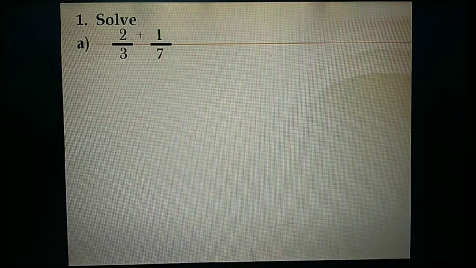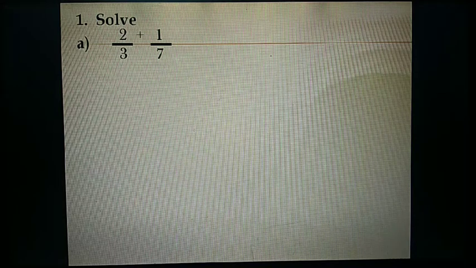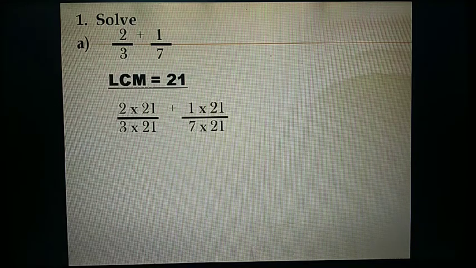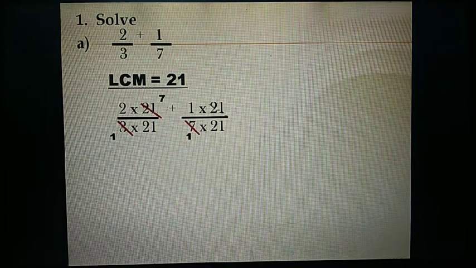As the denominators are co-prime numbers, that is, they don't have any factor common except 1, the LCM will be the product of the numbers given to you. Then we will simply multiply the LCM to both the fractions in the numerator and the denominator. Perform the cancellation. 3 ones are 3, 7 threes are 21, 7 ones are 7, 3 sevens are 21.